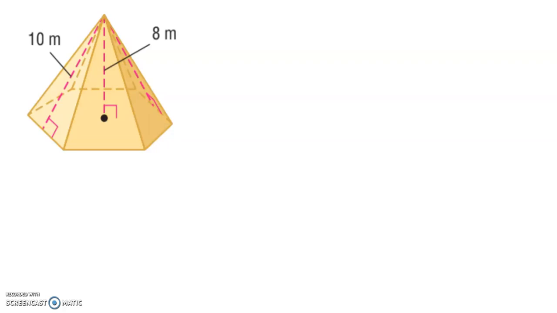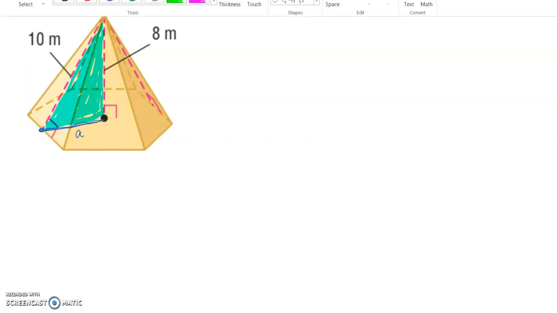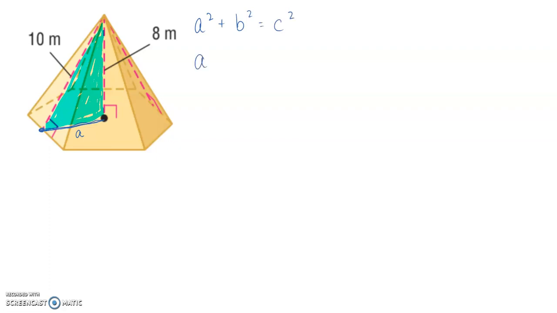The first thing I'm going to do is probably find this length here. Remember that if I'm connecting the center to the midpoint of the opposite side, that's the apothem of the hexagon. So you can label it any variable you want. I'm going to label it a for apothem. And then notice here that I have a right triangle inside this pyramid, and I'm going to use that information and substitute into a squared plus b squared equals c squared. I'm going to leave a to be the apothem.